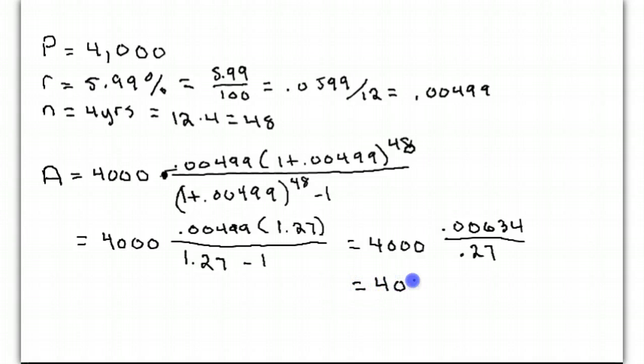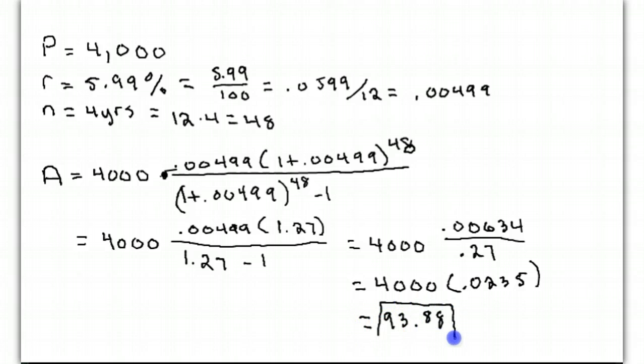So what we have now is we have 4,000, and you must divide 0.00634 by 0.27, and that gives us 0.0235. So we're going to have 4,000 times 0.0235. And when you plug that in your calculator, that comes out to 93.88. So our total monthly payment is around $94 a month.